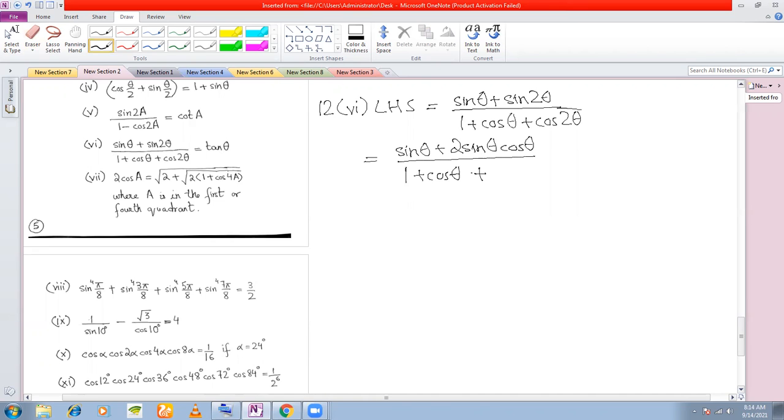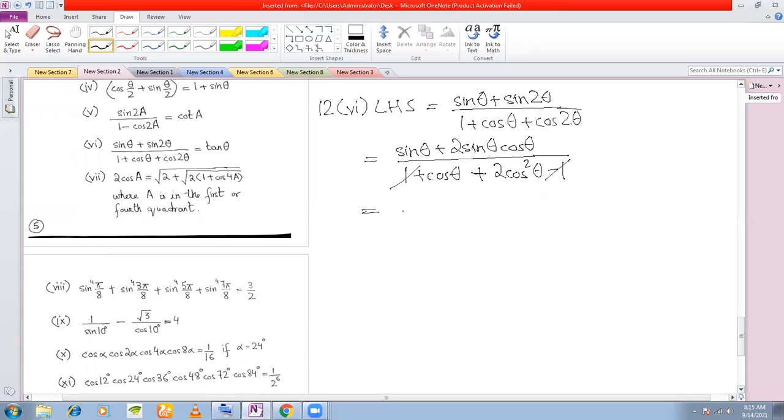And cos 2 theta, what are the forms for cos 2a? Cos square a minus sine square a. Another form is 2 cos square a minus 1. Another form is 1 minus 2 sine square a. So cos 2 theta you write as 2 cos square theta minus 1. Why do you write as 2 cos square theta minus 1? So that this plus 1 and this minus 1 gets cancelled.